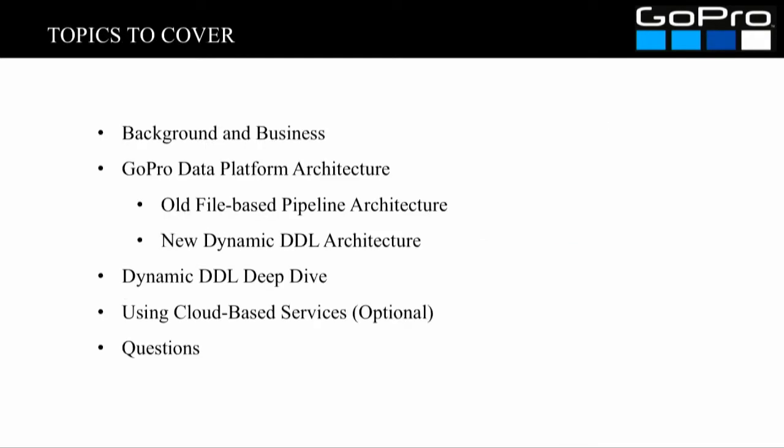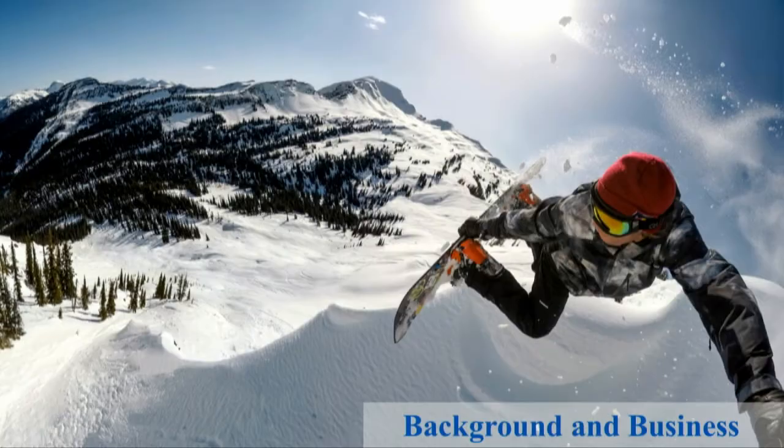So here's what we're going to cover today. I'm going to first give you a little bit of background on the type of data we're dealing with at GoPro. Then I'm going to lead you through the architecture. And like I said, it's going to be a story of how we went through about 3 different versions of the architecture. And then Hao's going to go deep into some code, so it's going to be very hands-on, and talk about specifically how we do our dynamic DDL. So let's go ahead and get started here.